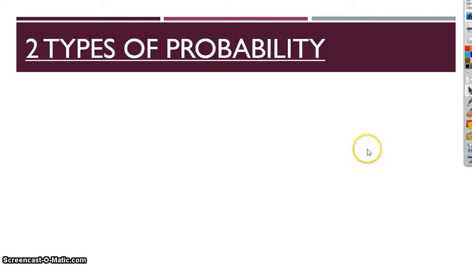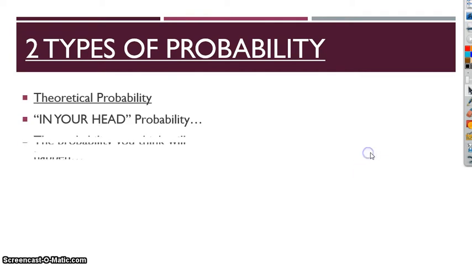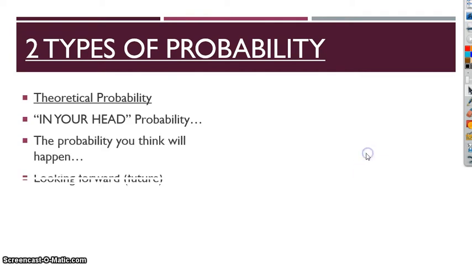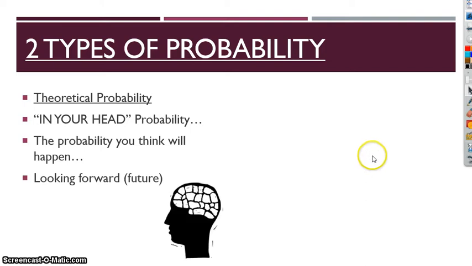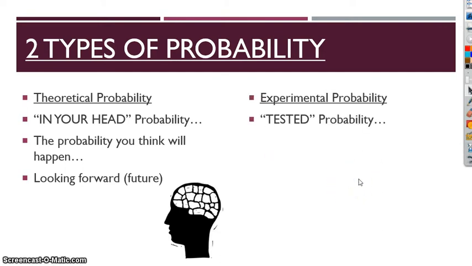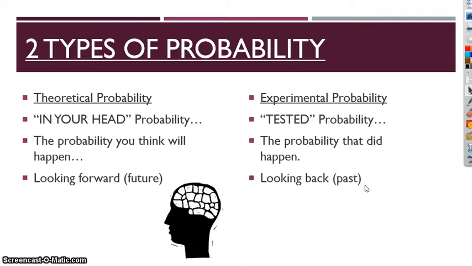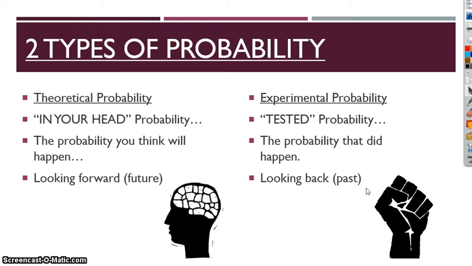You also learned about 2 types of probability. Theoretical probability, which is in your head probability. It's probability that you think will happen. It's looking forward to the future. Well, I think when I flip the coin, I should have a 50-50 chance of getting heads or tails. Experimental probability is the opposite. It's tested probability. It's the probability that did happen, and it's looking back towards the past. It's picking up that coin and flipping it to see what actually will happen. You may find that they match. You may find that sometimes they don't match.